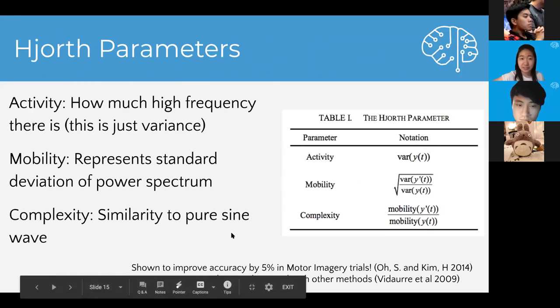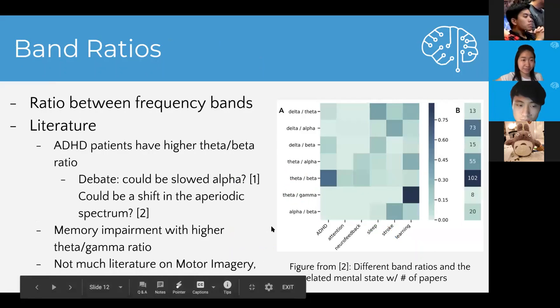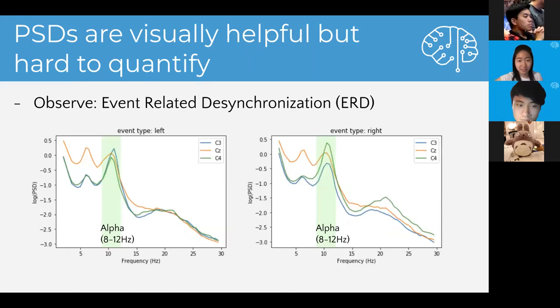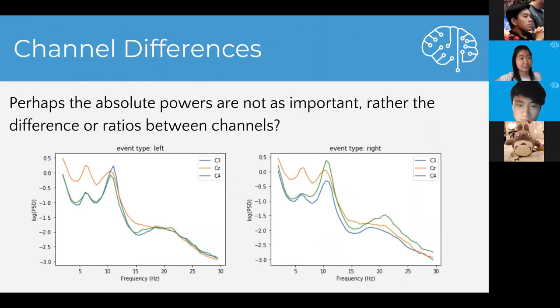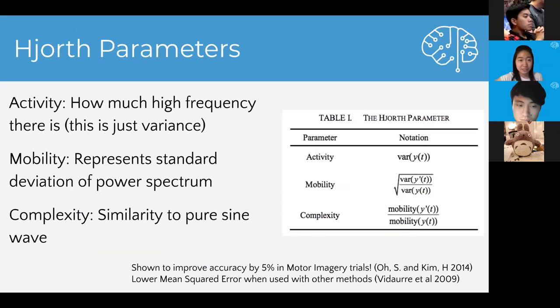Yeah, so that's the end of the time series stats and channel differences, band ratios, and power band analysis that we can do with PyEEG and traditional NumPy and things like that. Are there any questions about these so far?